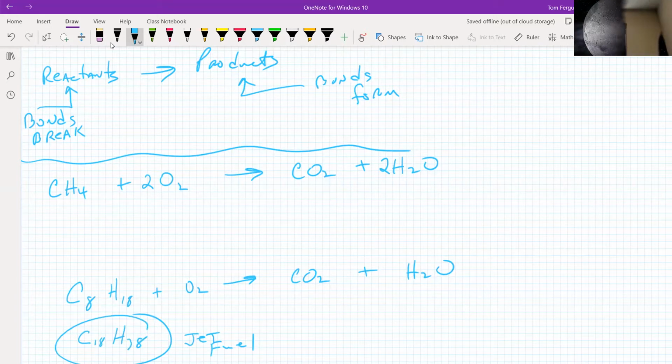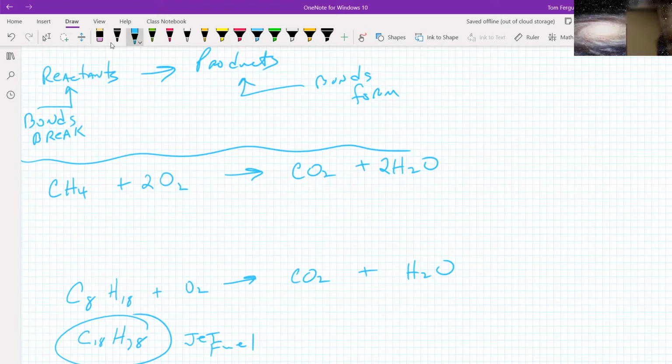There's JP4. There's a whole bunch of different kinds of jet fuel, but basically it's kerosene, which is C18H38. Okay, look at the difference between these 2. What's the difference between that and that? More carbons and hydrogens, right? When you burn carbons and hydrogens, you get what? Water and CO2. So let's go back to the jet now.